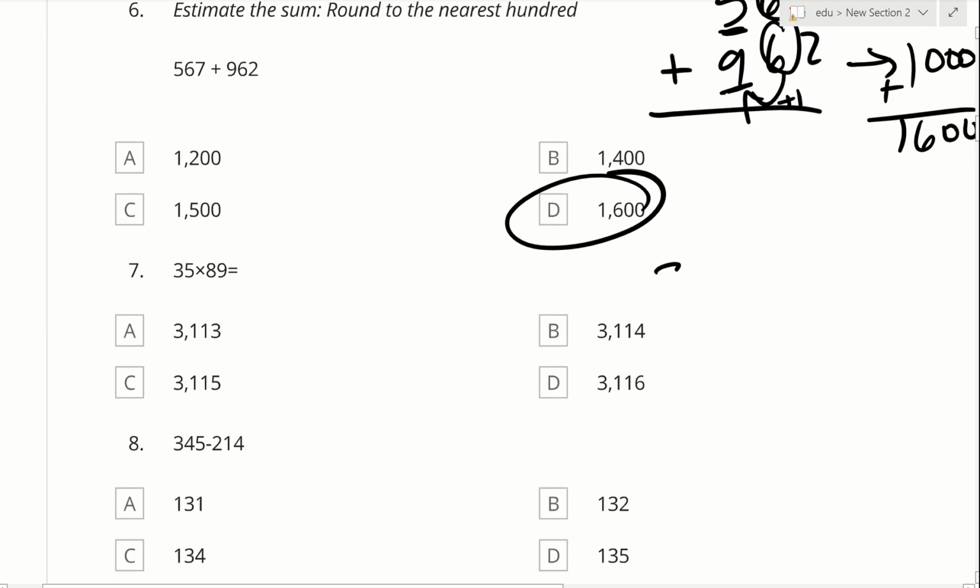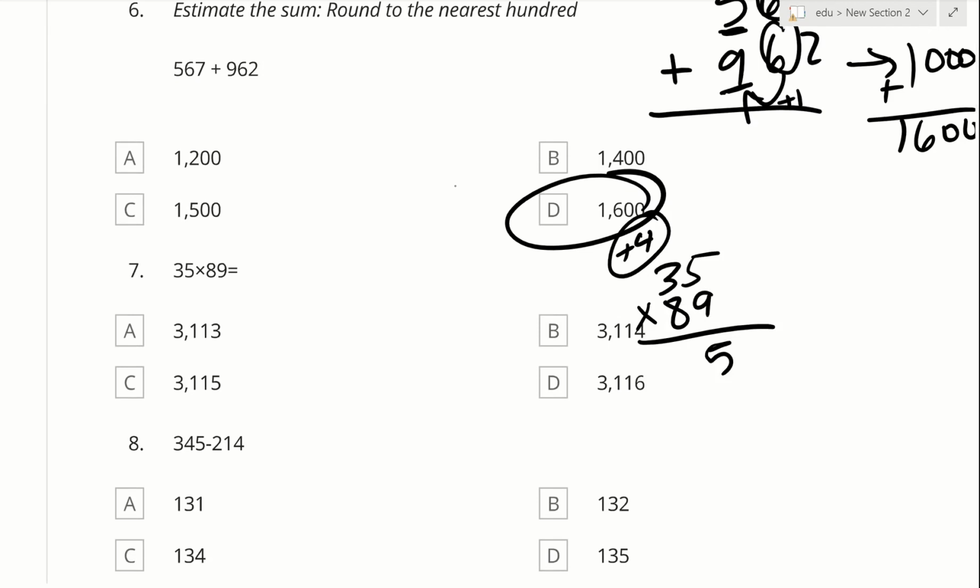So 35 times 89, there's 2 ways I could do this, but this is the way that I want you to do it in the exam. I do 9 times 5 is 45. I can't put 45 here. I have to put the 5 here and the 4 here. So now I do 9 times 3, which is 27, plus the 4 is going to be 31.